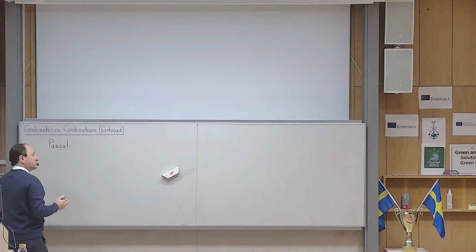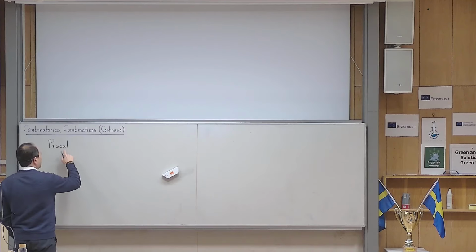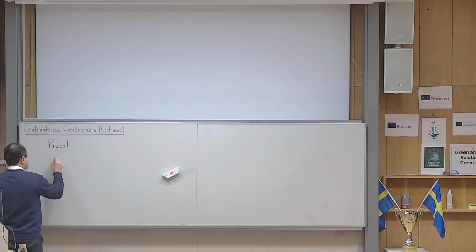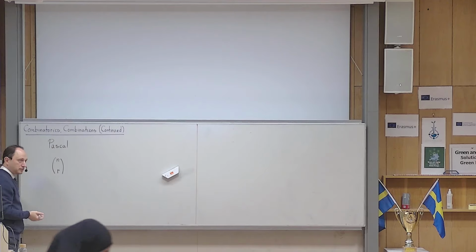I think it should be 17th or 18th century, I'm not sure about that. But the identity is this. So n choose r, the number of ways that I can choose r objects out of n distinct objects in a way that order does not matter to me. If you remember, that number represents that.